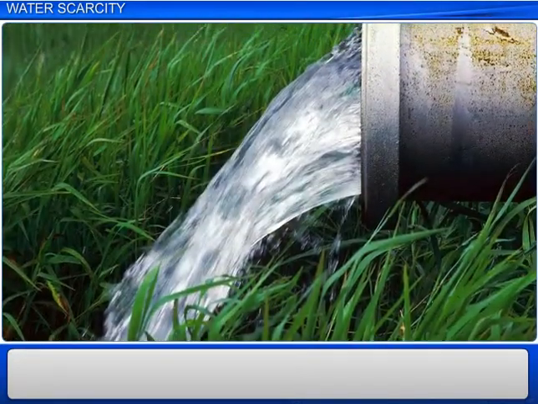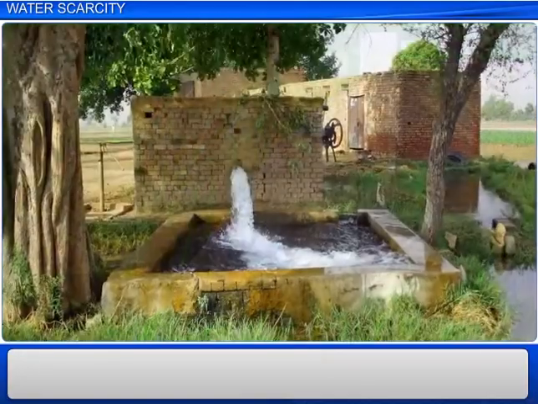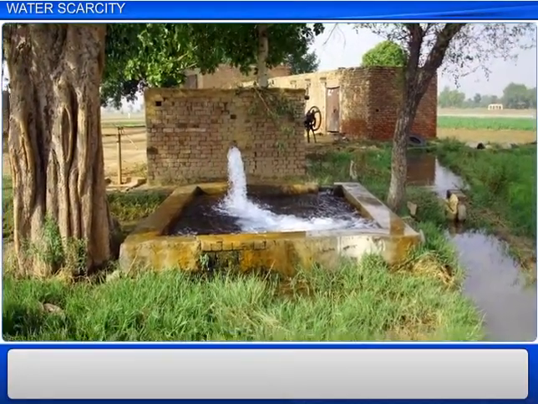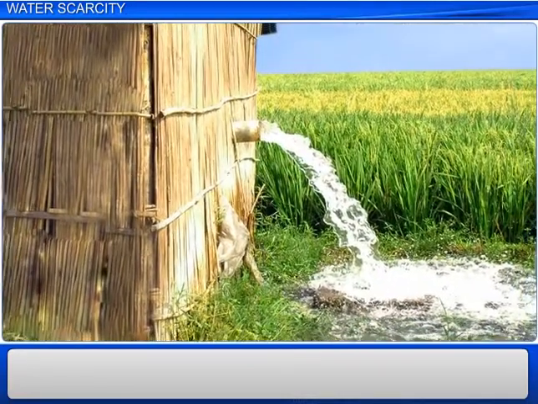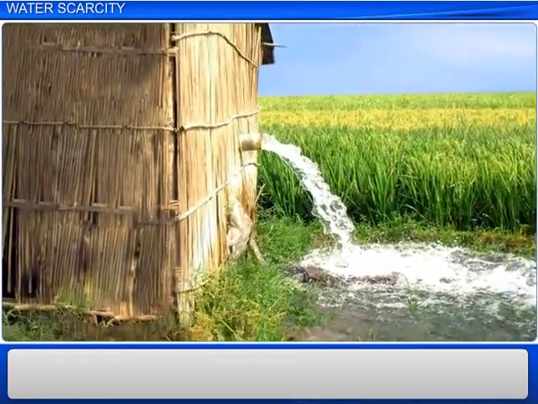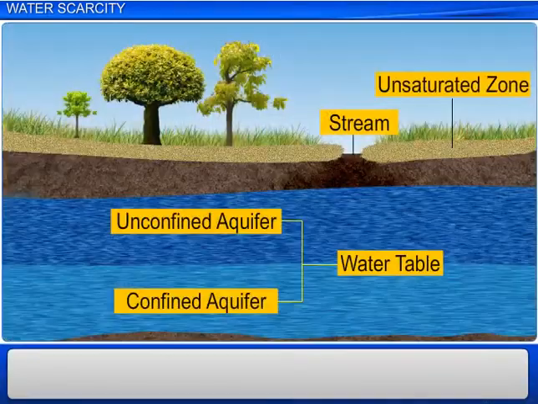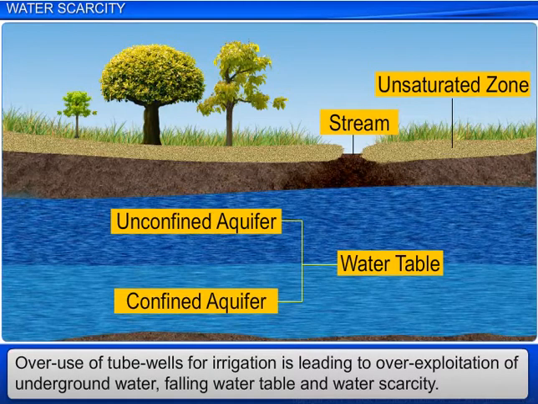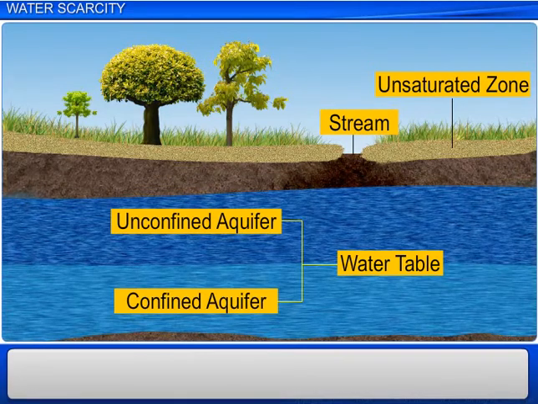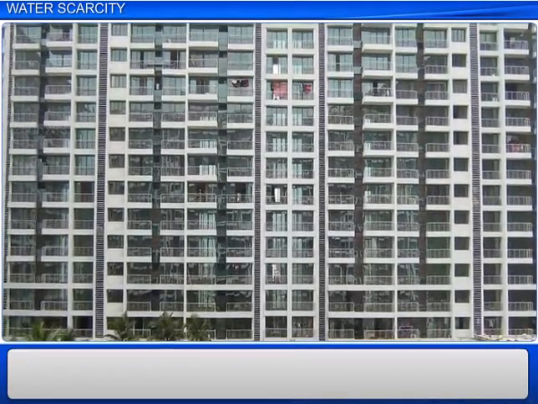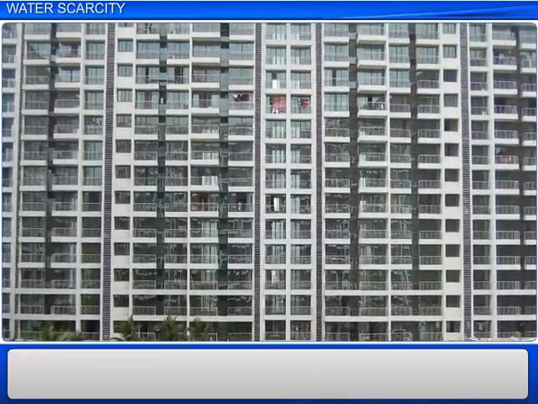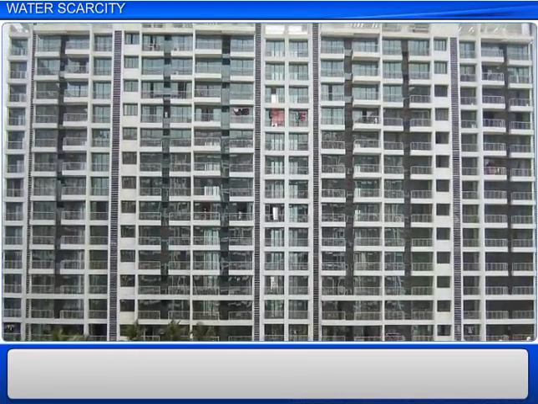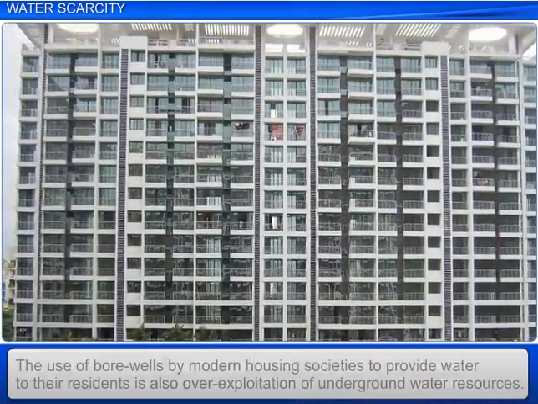Groundwater is an important freshwater resource. However, in order to increase their produce, most farmers today use private tube wells to irrigate their fields. This overexploitation of underground water is leading to falling water table and water scarcity. Similarly, the use of bore wells by modern housing societies to provide water to their residents is also overexploitation of underground water resources.